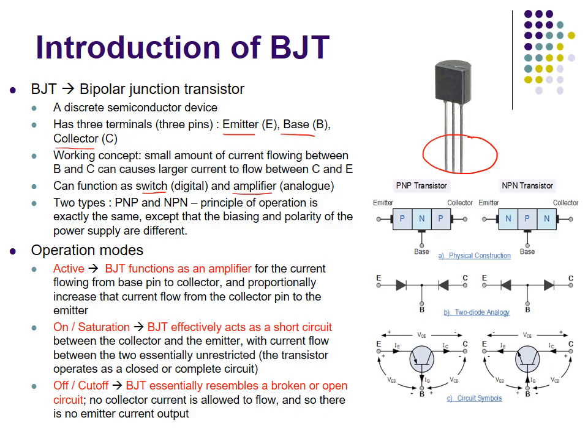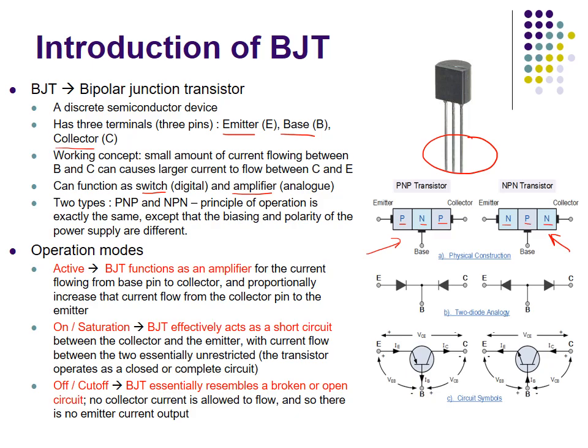It has two types based on the doping structure, which are PNP and NPN. For the PNP structure, the emitter and collector are P-type semiconductor and the base is N-type. As for NPN, emitter and collector are N-type and base is P-type.